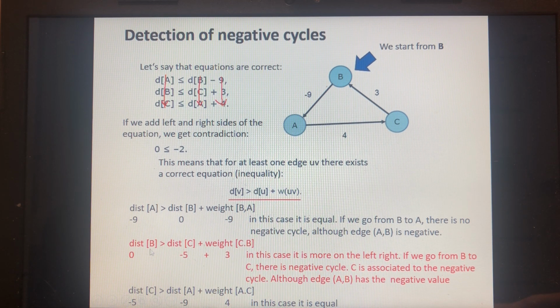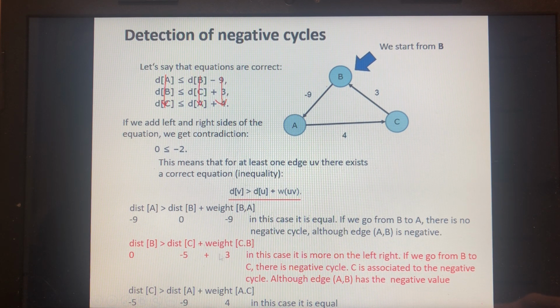Now here distance B, it is also 0. Distance C is minus 5. So if we start from B, minus 9 plus 4 would be minus 5, yes. Now weight CB, so from C to B, it would be 3. So minus 5 plus 3, so it means minus 2. And 0 is more than minus 2. This means that this inequality is correct.